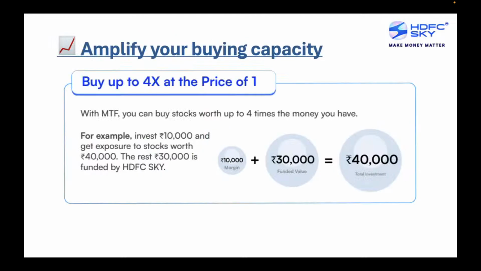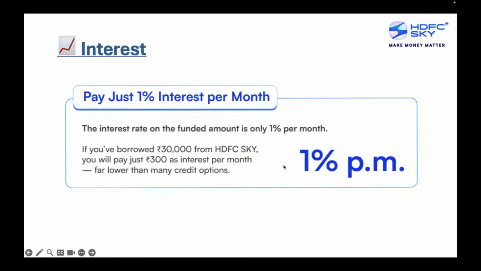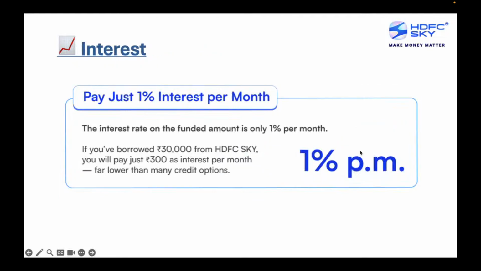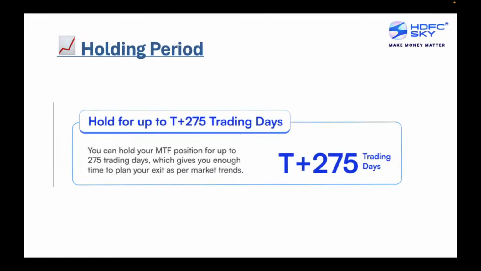Yeah. So I'll not go through amplifying the buying power because it's 4x the price of one. So basically 10,000 is your amount, 30,000 is the funded amount and 40,000 is the total investment value, and you pay interest on this 30,000 amount. So how little is it? You have taken a position of 40,000, and on 30,000 you are paying just 1% per month. So it's a nominal 300 as interest per month, and you have a position in that product. So it is that pricing that we have for you.